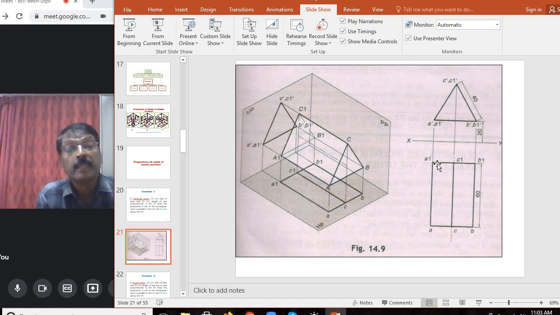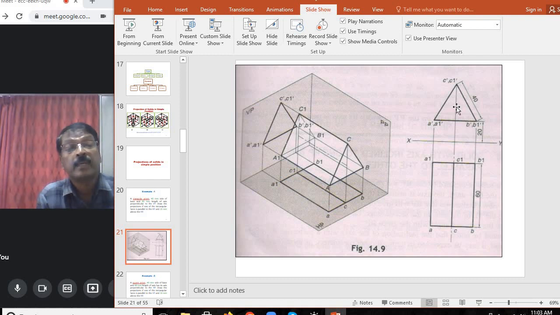So complete A1, B1, then project 60 mm. Here in the front side, you can take A, B. And for the top view, you can see A dash, A1 dash as a straight line. In the top view, B dash, B1 dash you can see as a straight line. Also C dash, C1 dash you can see as a straight line.